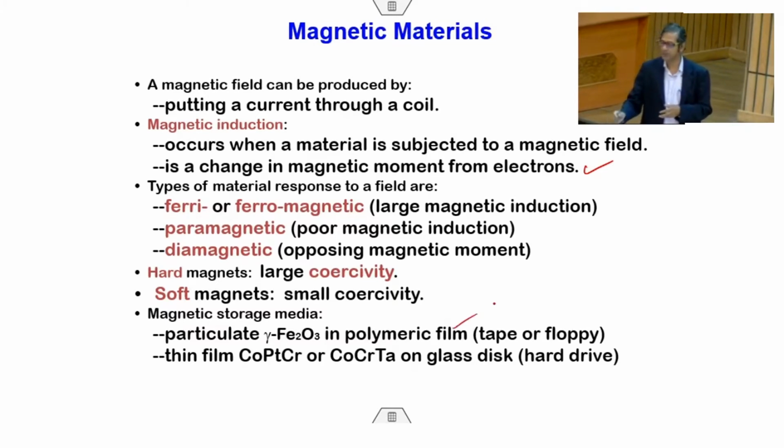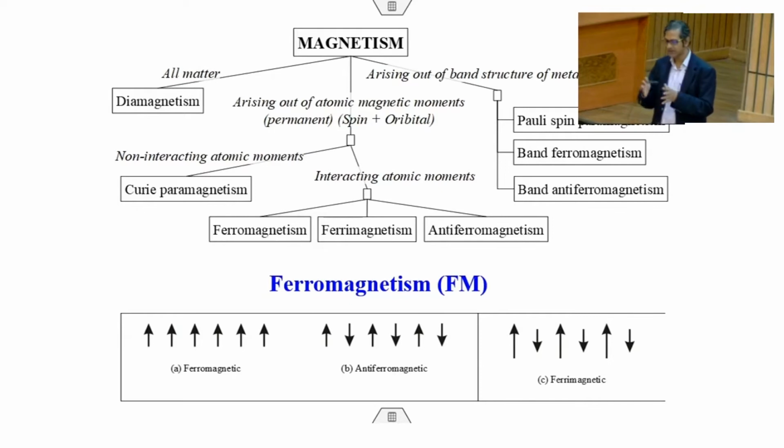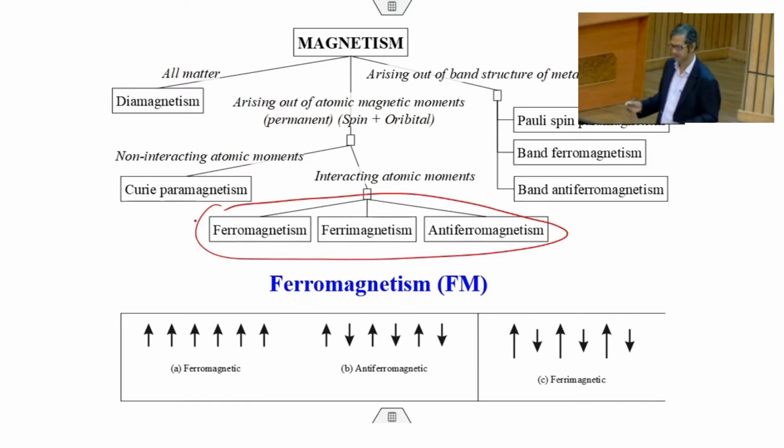We also discussed in the last lecture magnetic storage media, like magnetite or thin films of cobalt, platinum, chromium, or cobalt, chromium, tantalum, which are used in the glass of a hard drive actually. That is very important. So, in a nutshell, this slide shows you everything. All materials in the world show diamagnetic behavior, but some of them show paramagnetic behavior, which is much stronger. Important for us are the ferromagnetic, ferrimagnetic or antiferromagnetic materials.